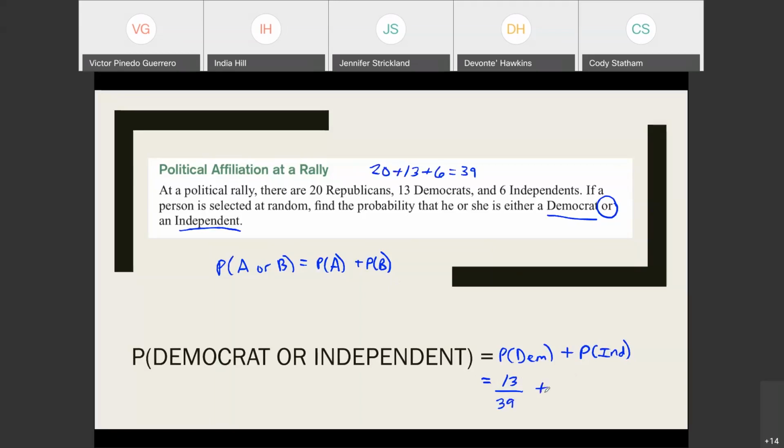Okay, what about the probability that we have an independent? 6/39. Good, 6 over 39. And then again, remember that if you're adding fractions, you want the bottom parts to be the same, and then you just add the tops. So 13 and 6 make 19 over 39, and that's not going to reduce, so we'll leave it just like that. All right, does anybody have a question on that one?